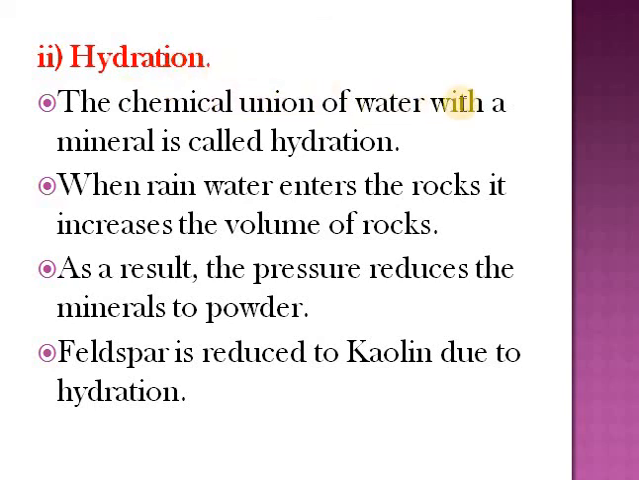The chemical union of water with the minerals is called hydration. When rainwater enters the rocks, it increases the volume of rocks. As a result, the pressure reduces the minerals to powder. Feldspar is reduced to kaolin due to hydration.